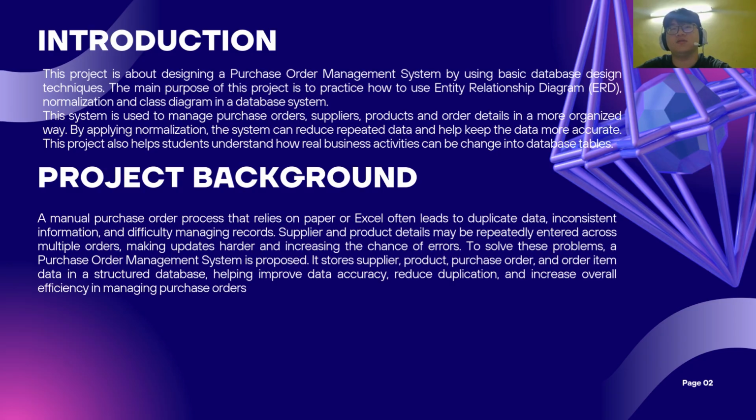And the next one is about the project breakdowns. A manual purchase order process that relies on paper or Excel often leads to duplicated data, inconsistent information, and difficulty managing records. Supplier and product details may be repeatedly entered across multiple orders, making updates harder and increasing the chance of errors.